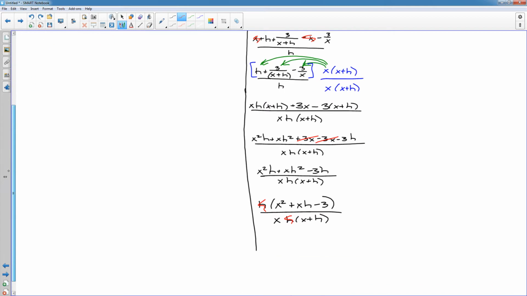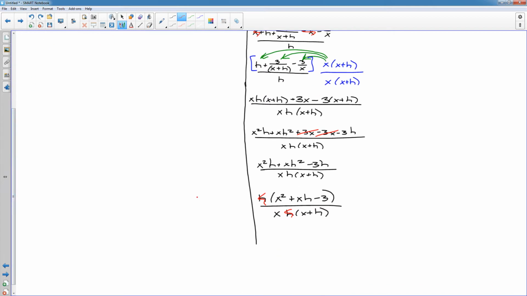And as h approaches 0, so I plug in 0, so this is the limit as h is approaching 0. And then I plug that in, and I have x squared plus x times 0 minus 3 over x times x plus 0, or just x squared minus 3 all over x squared. And so that would be your answer for the derivative to this one.